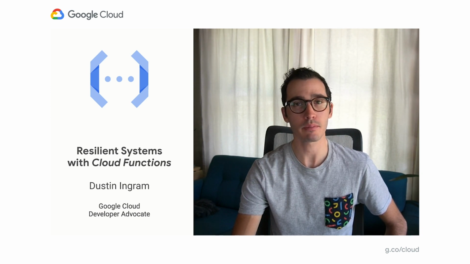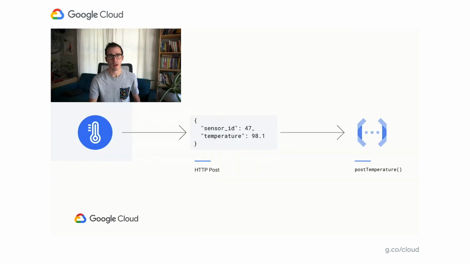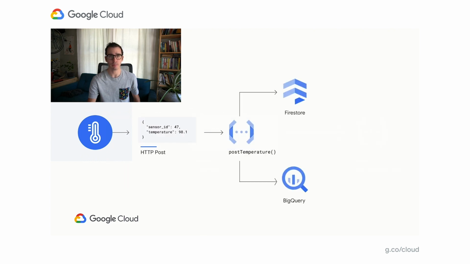Let's take a look at how we can build a reliable, resilient, self-healing system using Cloud Functions and Cloud Pub/Sub. Let's say we've got a fleet of deployed IoT sensors that are sending temperature data in degrees Fahrenheit, along with a sensor ID, in a JSON payload via an HTTP POST to a cloud function. Now, say we want to take that temperature data and write it to Firestore, which is our operational database, and also write it to BigQuery, which is our data analytics warehouse.